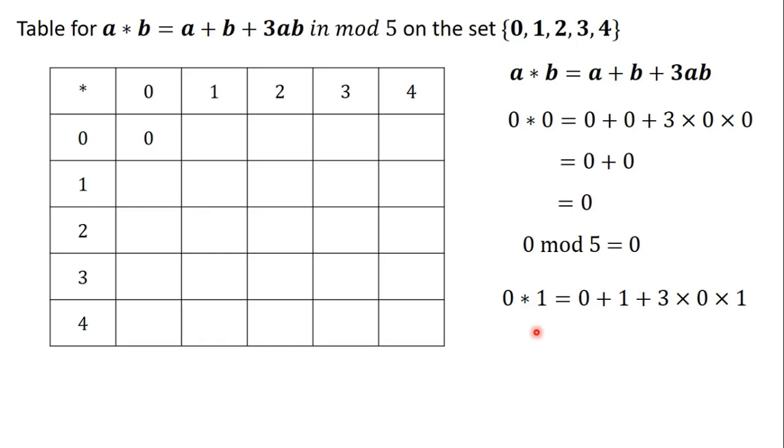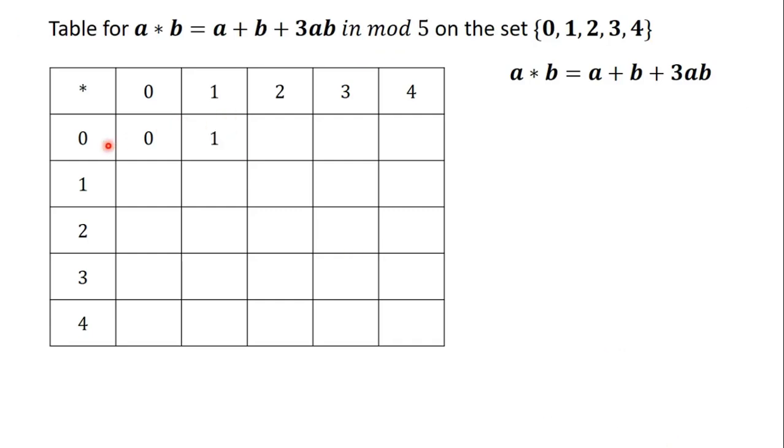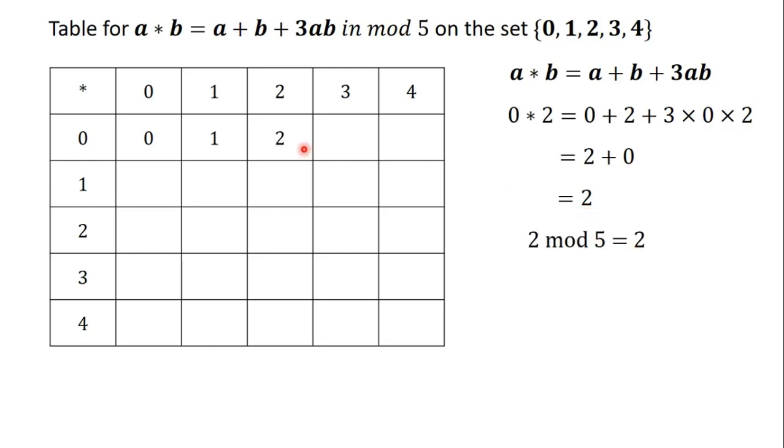0 star 1. 0 star 1 will be equal to 0 plus 1 plus 3 times 0 times 1. 0 plus 1 is 1. 3 times 0 times 1 is 0. 1 plus 0 is 1. And 1 in mode 5 is 1. The next one is 0 star 2. 0 star 2 is equal to 0 plus 2 plus 3 times 0 times 2. 0 plus 2 is 2. 3 times 0 times 2 will give us 0. 2 plus 0 is 2. 2 in mode 5 is 2.